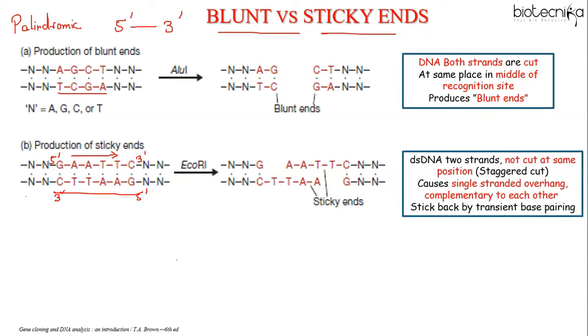Now coming to the ends they generate, AluI cuts both the strands at the same place. So it cuts in the middle of the recognition site and produces blunt ends. So blunt ends don't have any overhang region. On the other hand, EcoR1 does not cut both the strands at the same position. It cuts on one strand, and on the other strand, it will cut several nucleotides away from it, resulting in overhang regions. And the ends are called sticky ends or cohesive ends, as they can stick back by transient base pairing, like A can pair with T, T can pair with A, and so on.